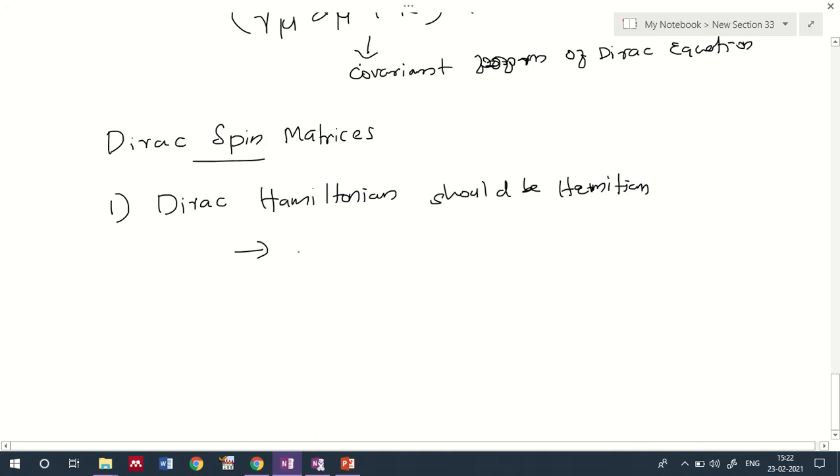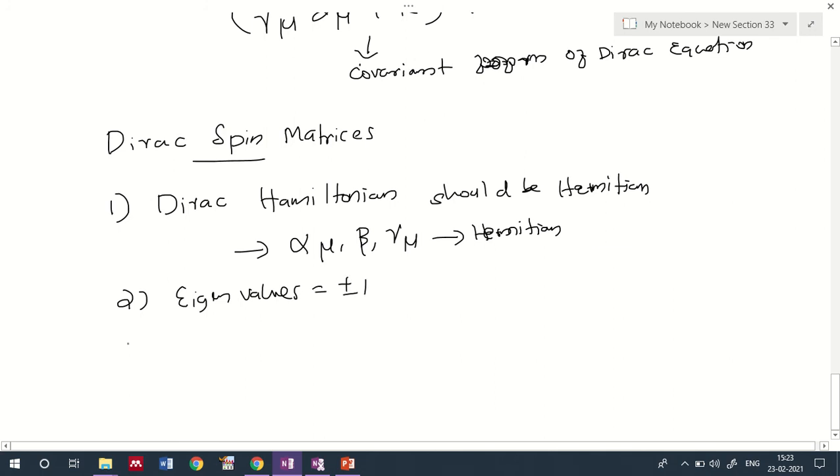If the Dirac Hamiltonian should be Hermitian, then alpha mu, beta, and gamma mu should be Hermitian. Then only will we get the Dirac Hamiltonian as Hermitian. The second one is that the eigenvalues corresponding to these Dirac matrices should be plus or minus 1.